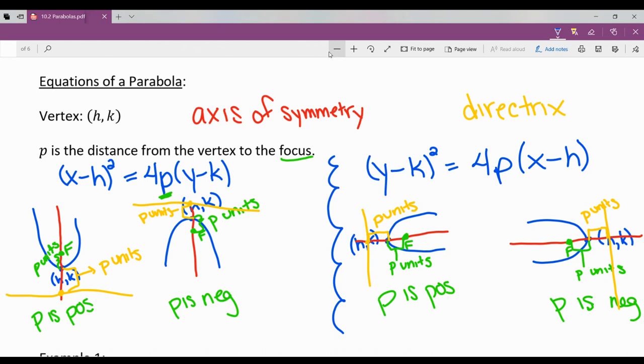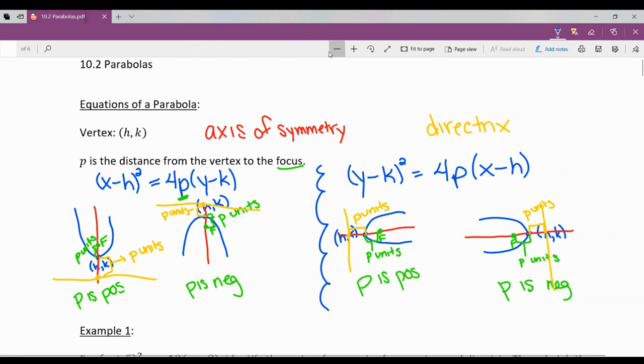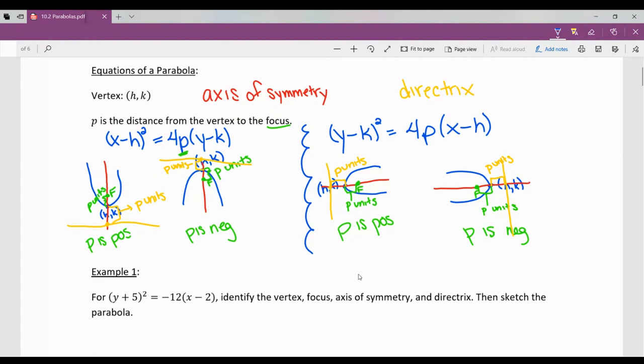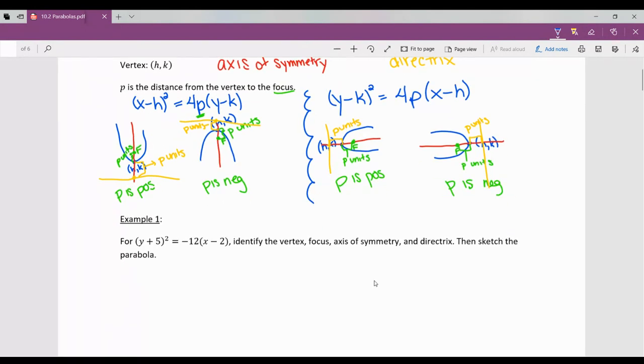All right, so we're going to start out with these equations. I'm going to just zoom out a little bit so I have them on my paper so that I can reference them. All right, so we've got a parabola, (y + 5)² = -12(x - 2). So we want to identify the vertex, focus, axis of symmetry, and directrix.